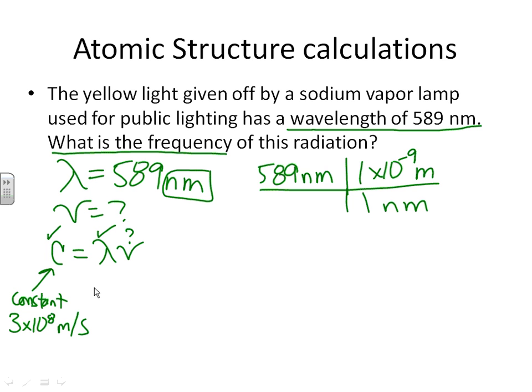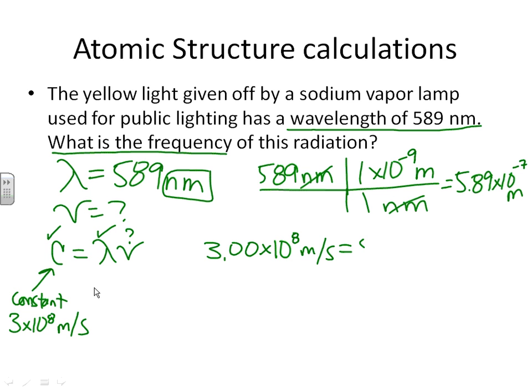Nanometers cancels out. I'm converting my nanometers into meters. When you do this math, which hopefully you can do without a calculator, you get 5.89 times 10 to the negative 7th meters. And this is the lambda that we want to plug in because the units now agree. And we can do that now. It's a fairly straightforward calculation at this point. 3 times 10 to the 8th meters per second is equal to the lambda value, which is 5.89 times 10 to the negative 7th meters, times the frequency.